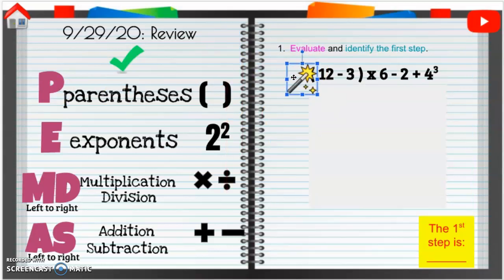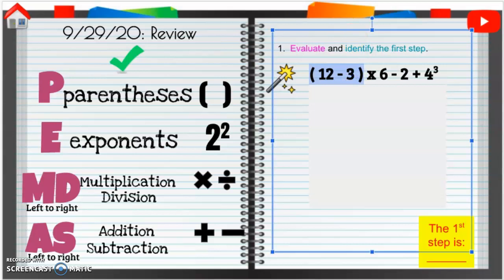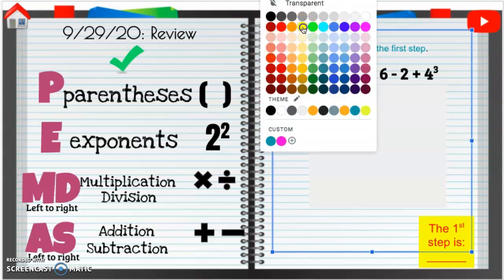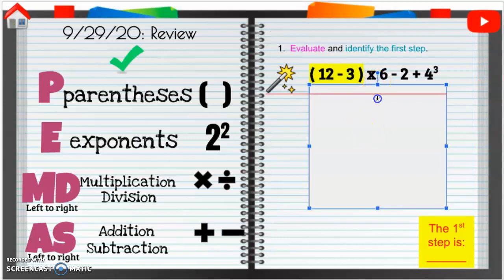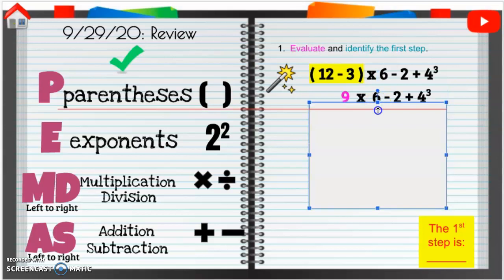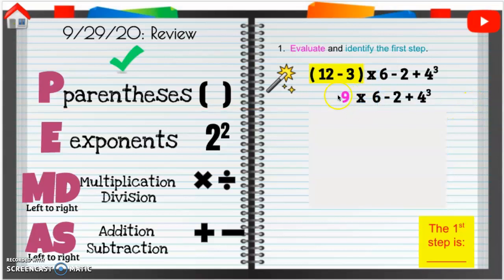Let's find them. Here are our parentheses. We have 12 minus 3 inside those parentheses. Well, what's 12 minus 3? 12, 11, 10, 9. So you should get 9. I put it in a different color so we could see. Now we have our 9 here, and then we're bringing everything else down that we did not use yet. So that times 6 minus 2 plus 4 to the third power.